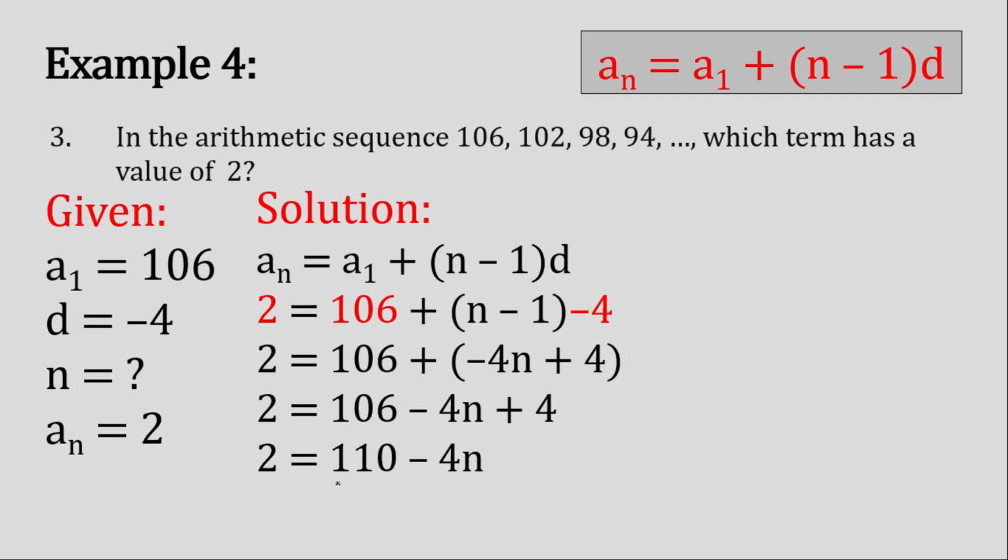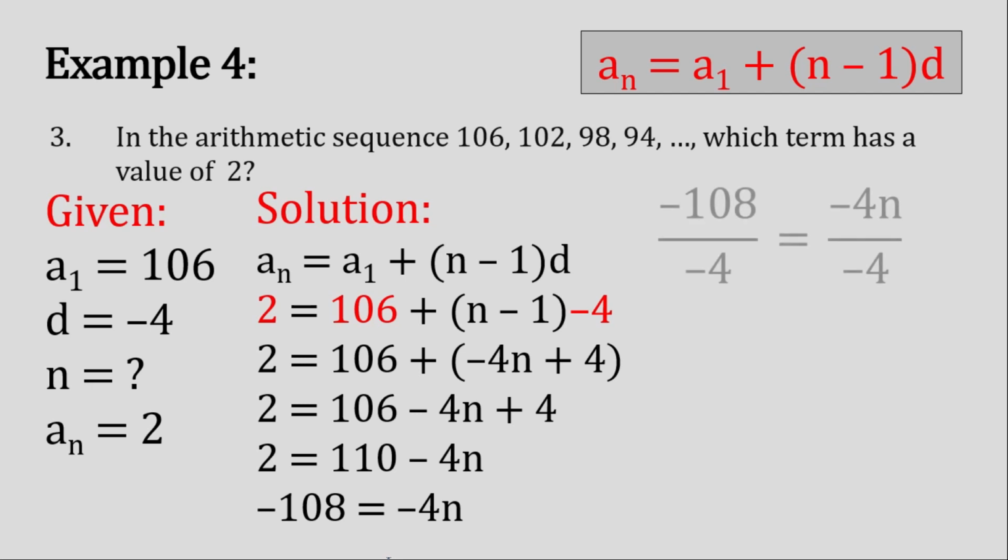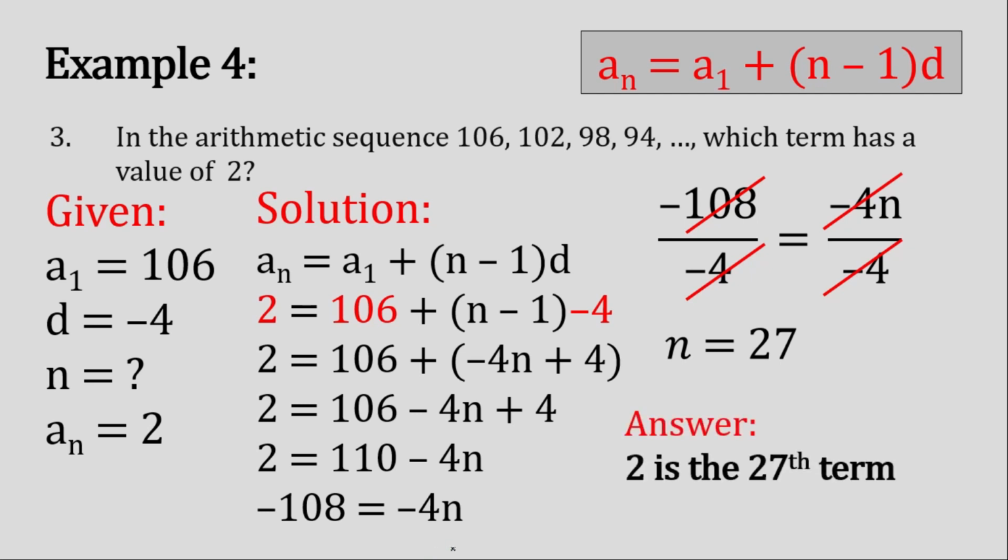Now let's eliminate 110 here so that negative 4n will be singled out. So this will cancel. So here we have negative 4n, and on this part we have negative 108. So that is our new simplified equation. Now let's divide negative 4 on both sides to get the value of n. Then the value of n is 27. Negative 108 divided by negative 4 is 27. So therefore, 2 is the 27th term. So this is the a sub 27.